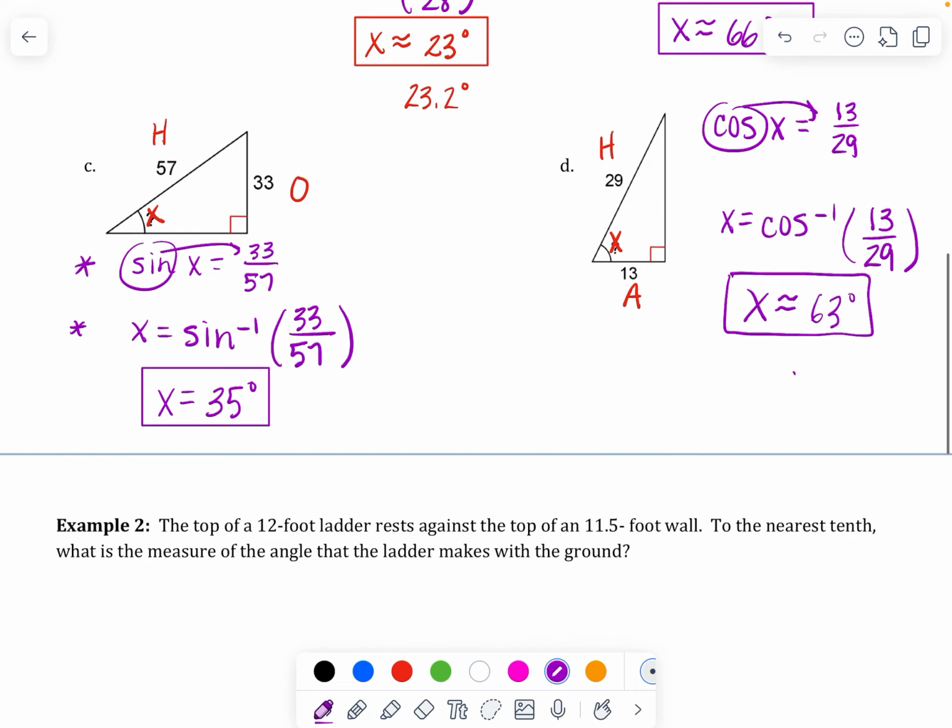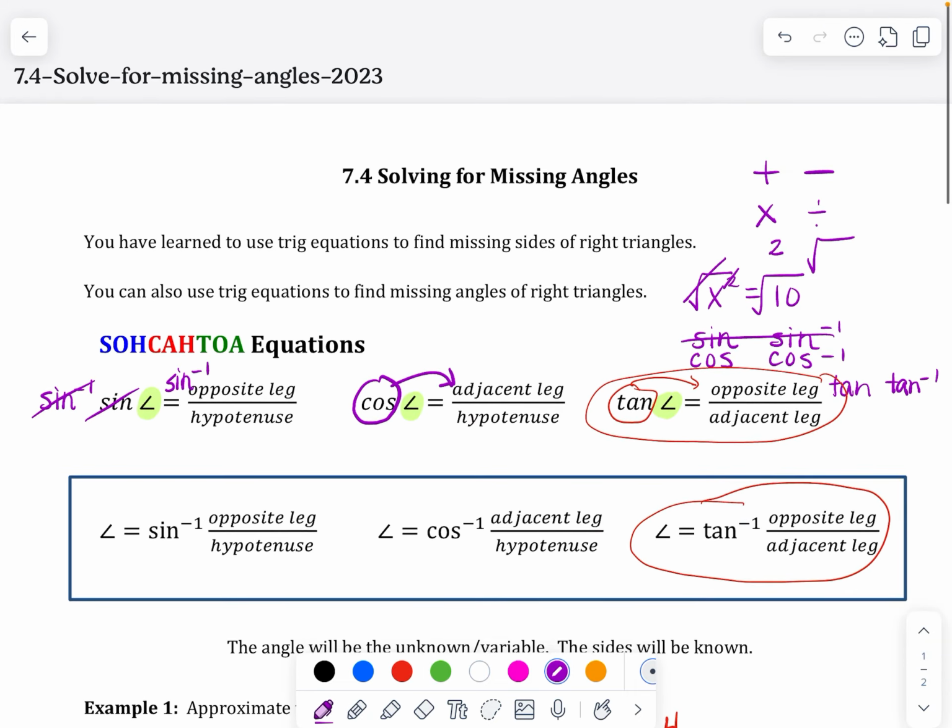All right, so that's how we solve for a missing angle using trig.